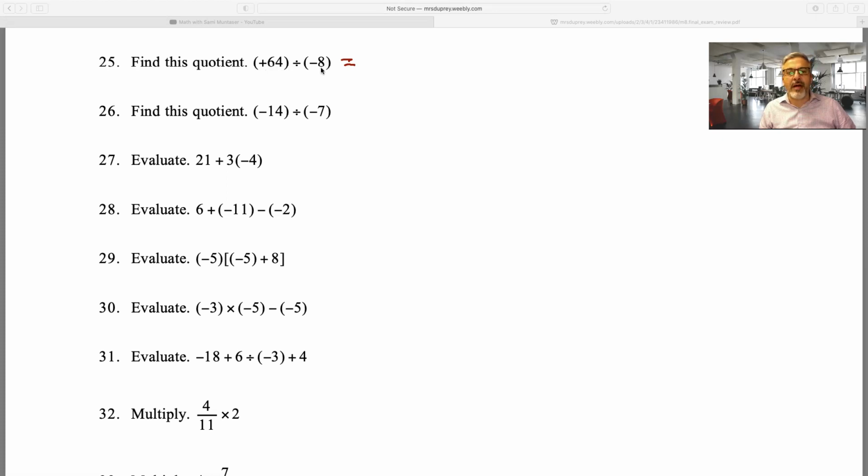So 64 divided by -8 will give you -8. Again, here, this is the same sign, so negative divided by negative is positive, and you don't have to write the positive there, you just write 2.